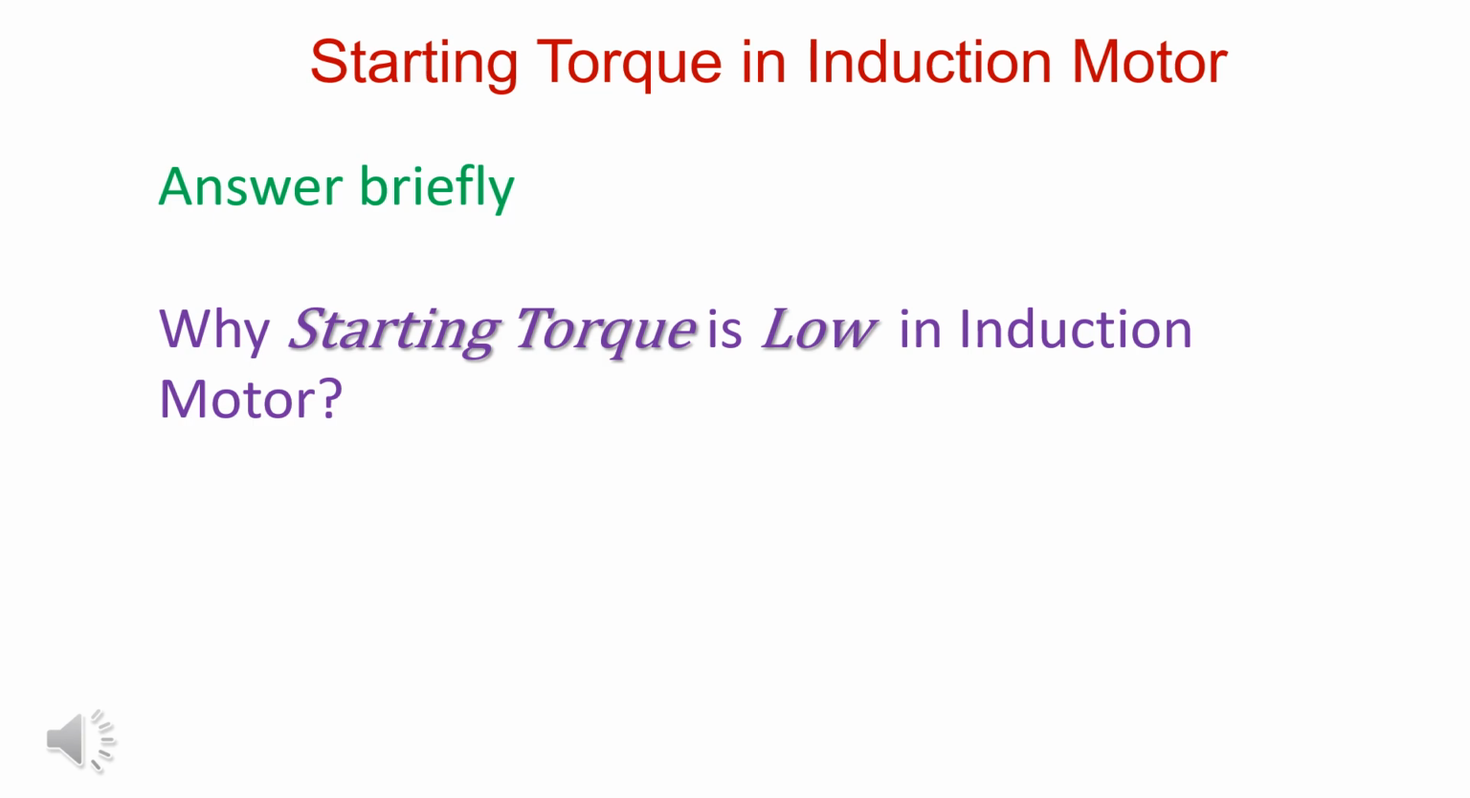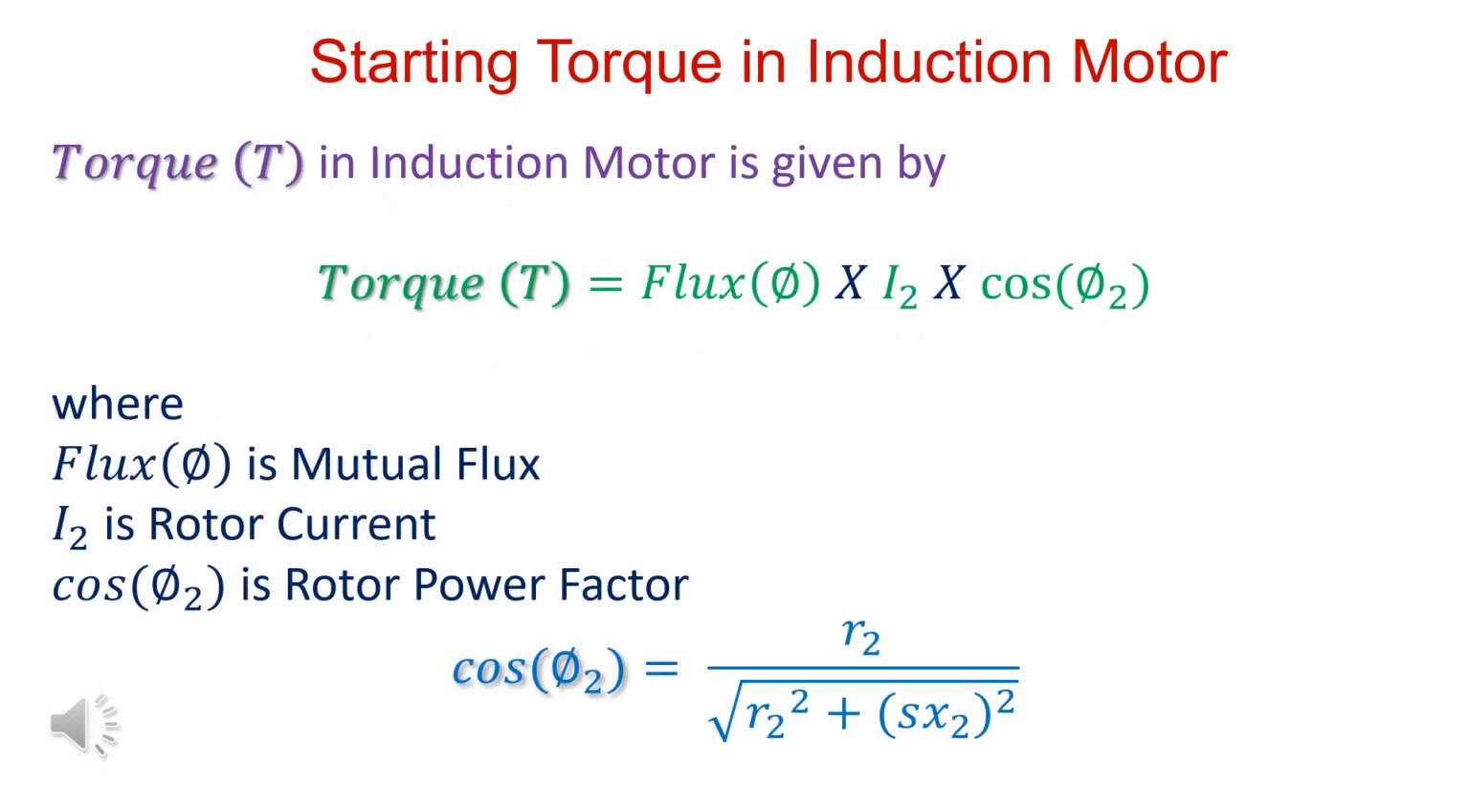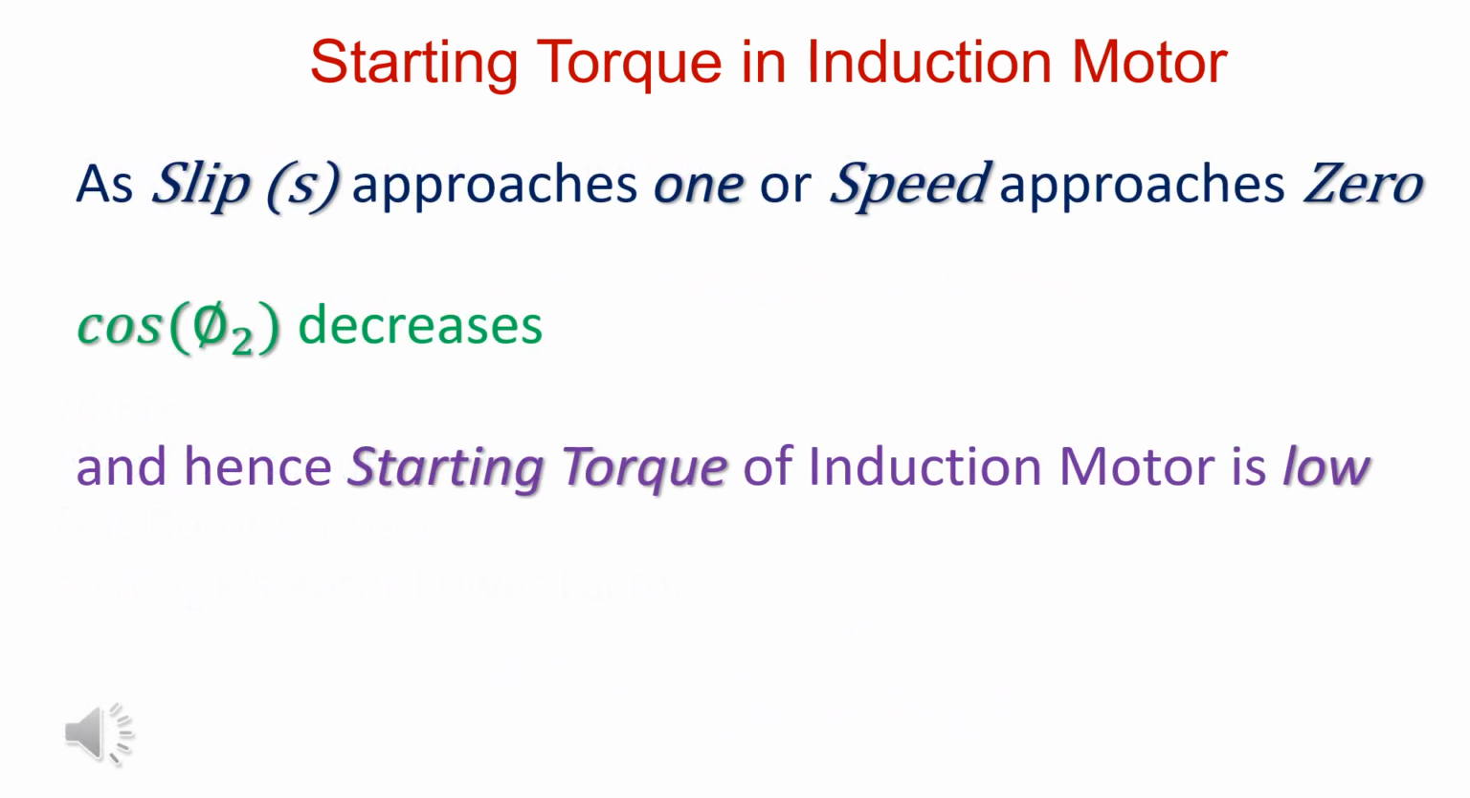Explain very briefly why starting torque is low in induction motor. Torque in induction motor is equal to flux into rotor current into rotor power factor. At starting, slip is equal to 1. Power factor of rotor is very low, resulting in reduced starting torque.